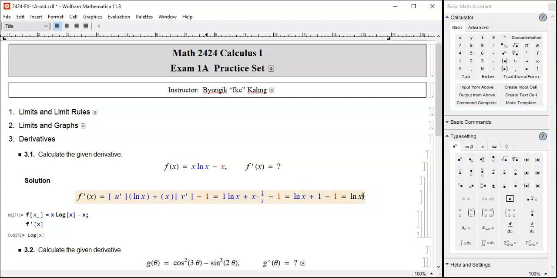So if you put everything together, what do you get? 1 times log of x plus x times 1 over x. And we have a simplification, log of x plus 1 minus 1, and in the end, the answer is log of x.